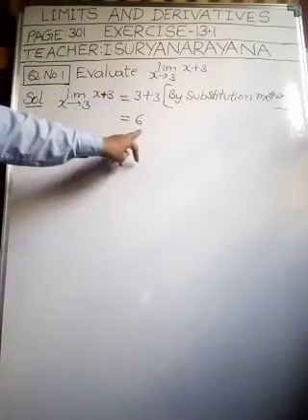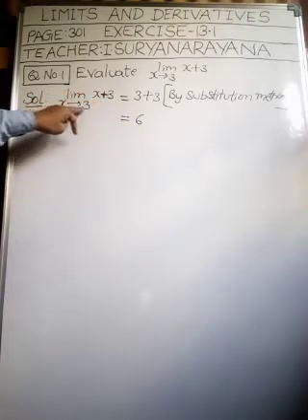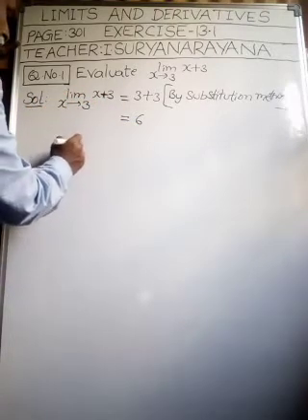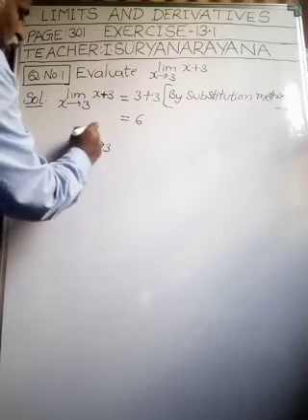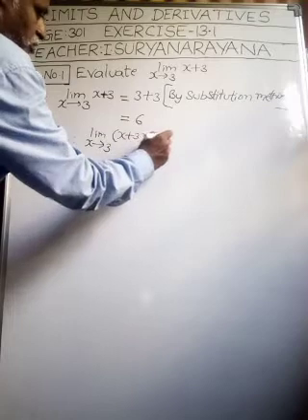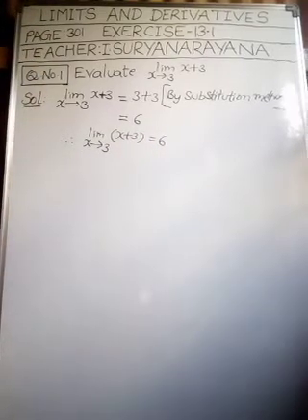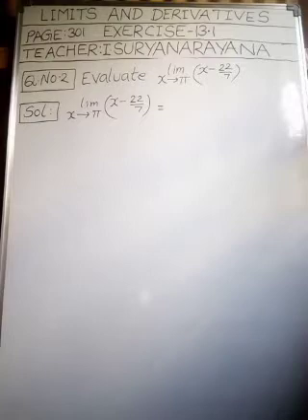3 plus 3, what will we get? 6. That is the limit of the given function as x tends to 3. Therefore, as x tends to 3, limit of x plus 3 is equal to 6. Understood, my children? Right. Come to the next question, that is question number 2.